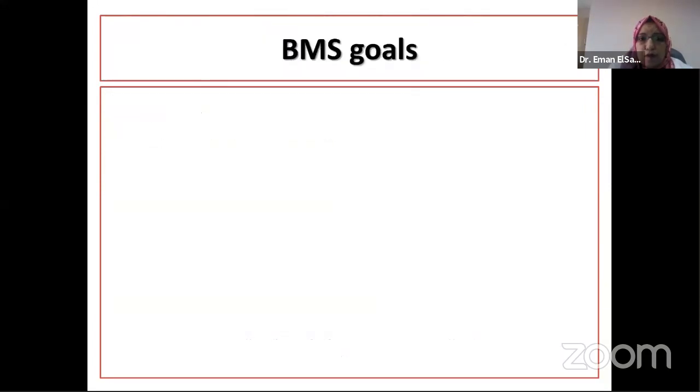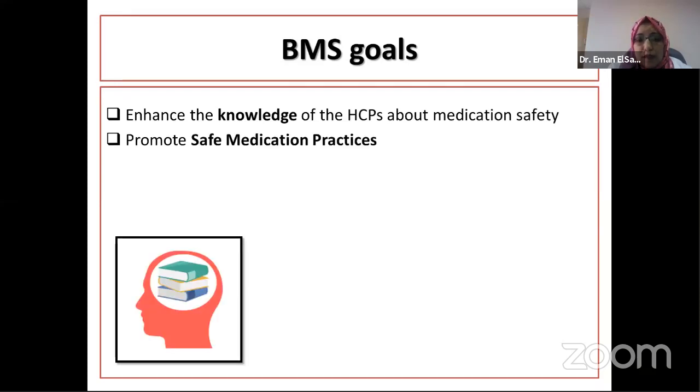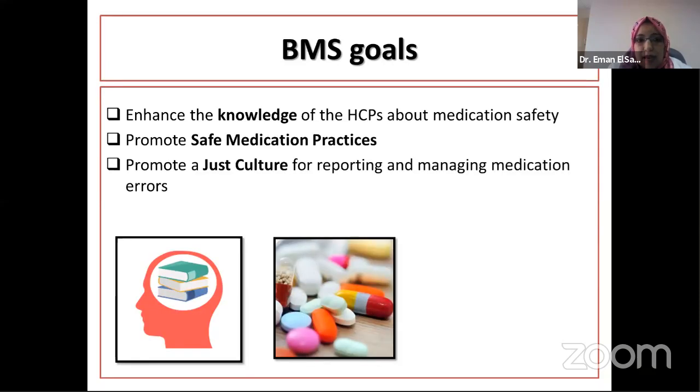So the goal of the program is to enhance the knowledge of healthcare providers, to promote safe medication practices, and to promote a just culture for reporting and managing medication errors.